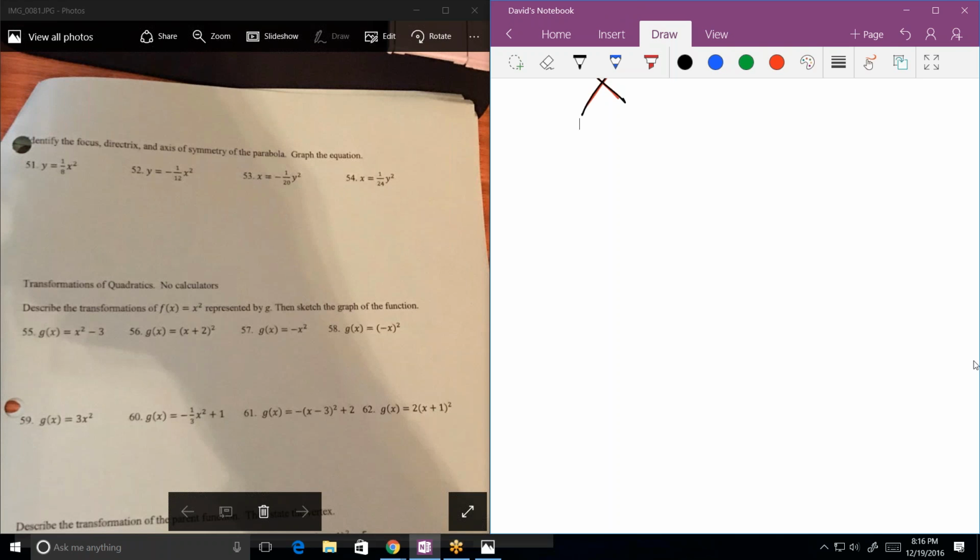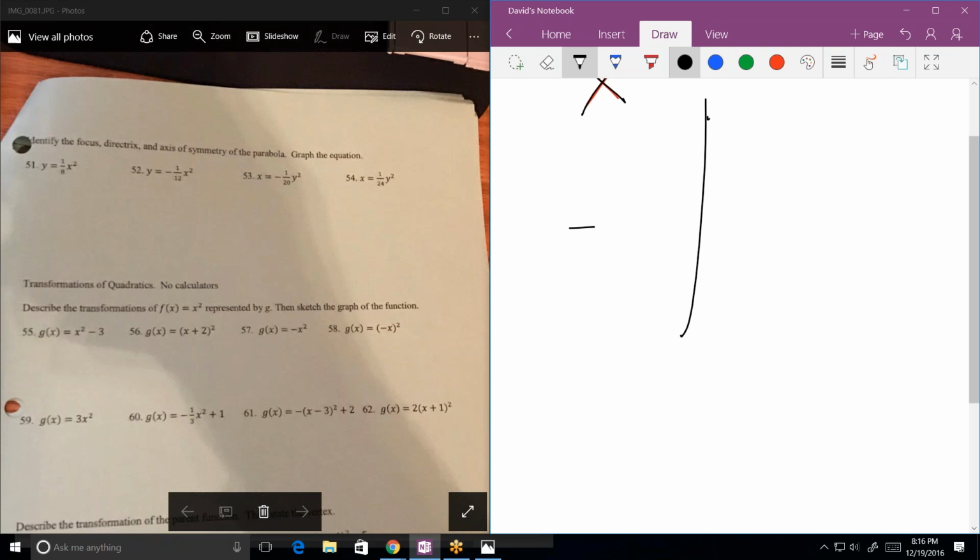Vertical. Vertical what? So down 3. Correct. That's called a vertical shift. Remember, there's vertical shift, there's vertical stretch, and there's vertical shrink. Shift is the one that does not change the shape.